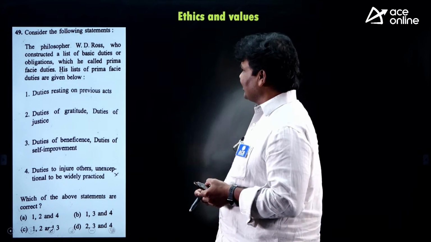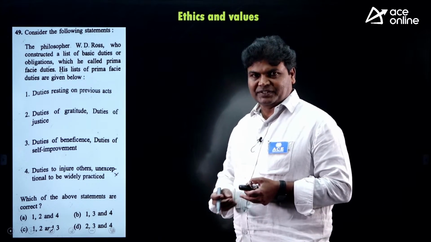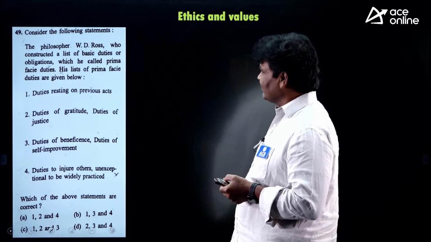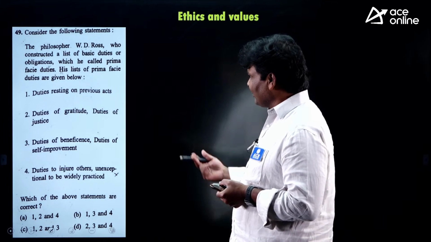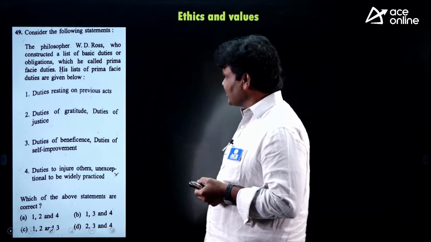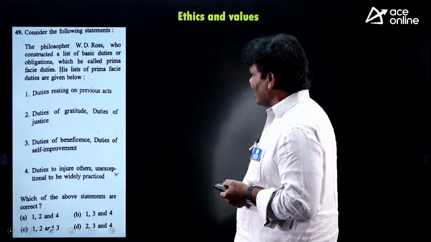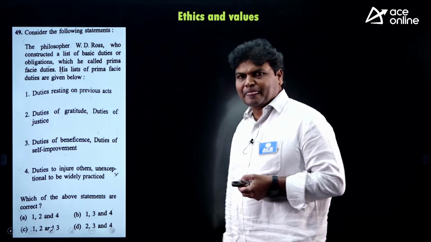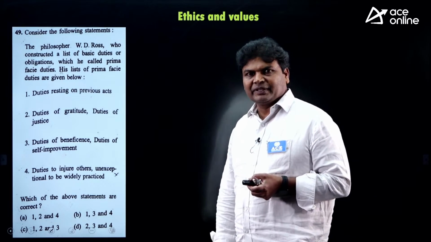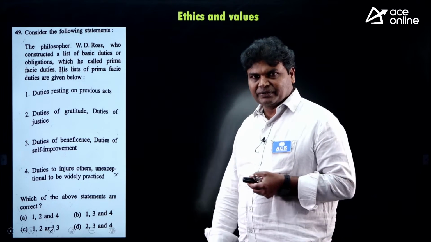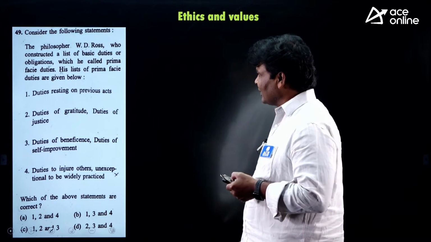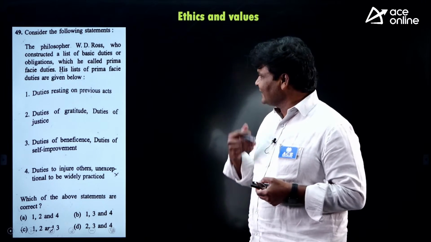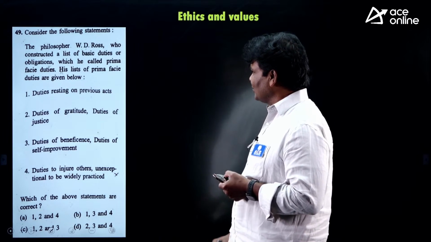The philosopher W.D. Ross, we have already spoken about the duties. What are the duties of Ross? He constructed a list of basic duties or obligations, which he called prima facie duties. The lists of prima facie duties are given below, like deontological ethics, rights and duties proposed by various philosophers, and you find here one of the philosophers, W.D. Ross. So what are his main prima facie duties?